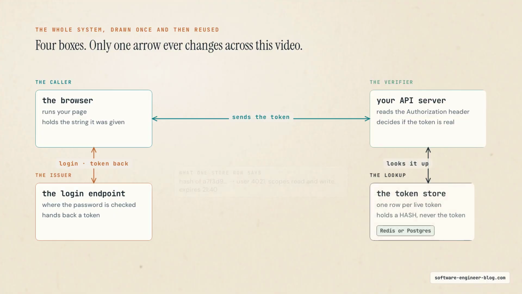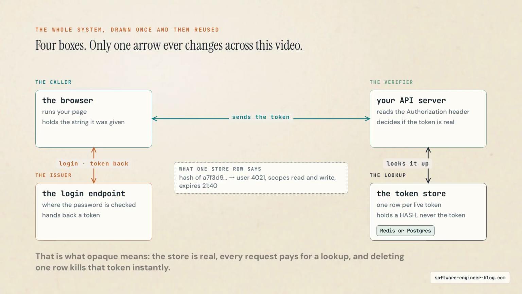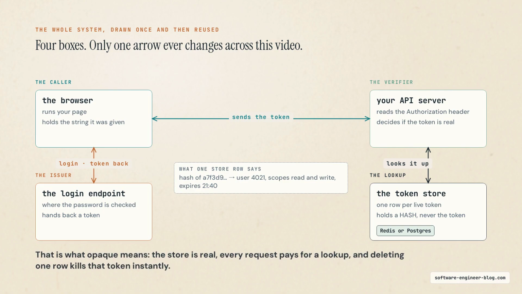3 arrows, and every one goes both ways. The browser logs in and a token comes back. The browser sends the token and gets an answer. The API server looks the token up and gets a row. That last arrow is the opaque flavor, drawn. Every request pays for it, and deleting that 1 row kills the token on the very next request.